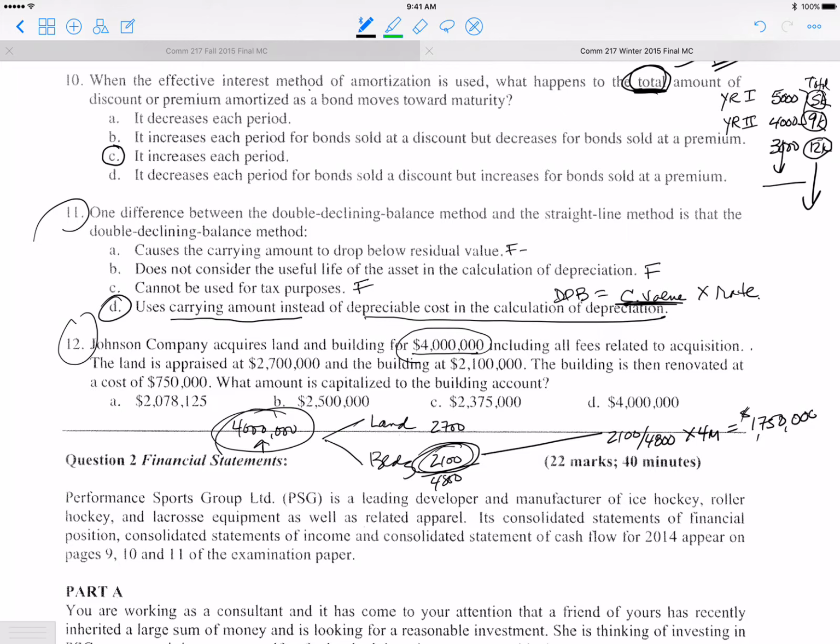So of this 4 million, 1.75 is being allocated to the building. To that, we will add these costs of 750, because these are exclusively building costs. So the total cost of the building will be $2.5 million. This is the amount that's capitalized as an asset. So the answer is B, 2.5 million.